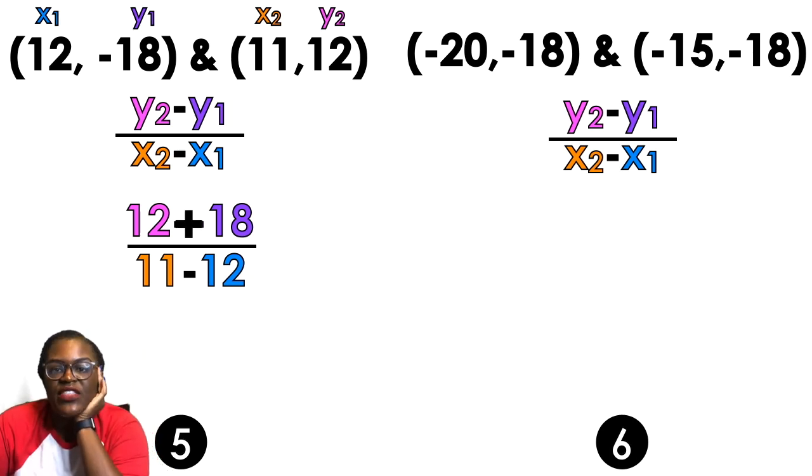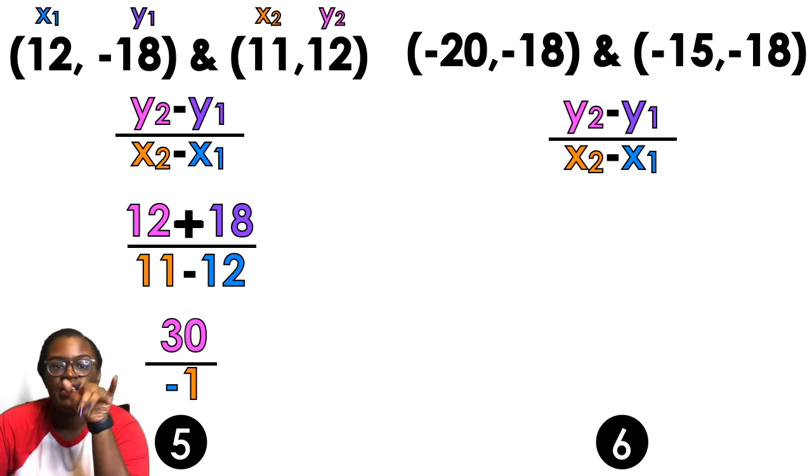Okay, so you're going to get 30 over negative 1. Minus minus turns into a plus on top. So 12 plus 18 is 30. 11 minus 12 is negative 1. So now I'm going to simplify 30 over negative 1, and that's going to give me negative 30 as my answer.